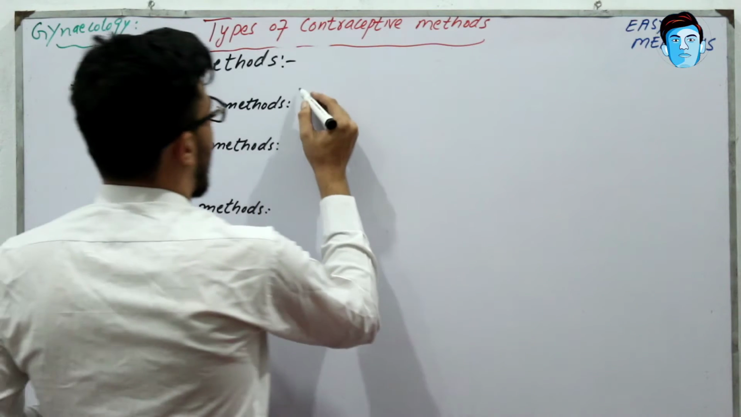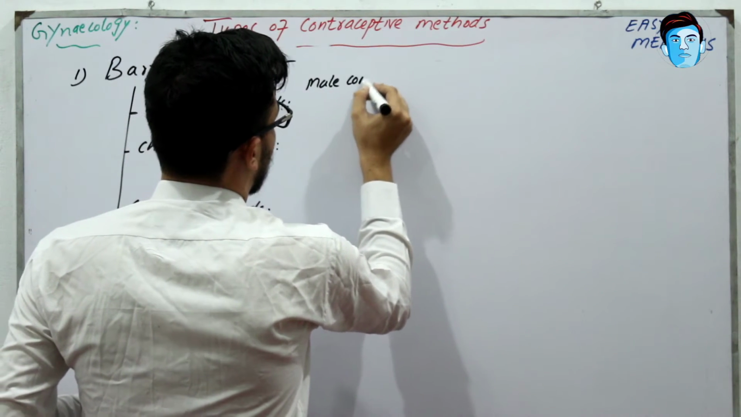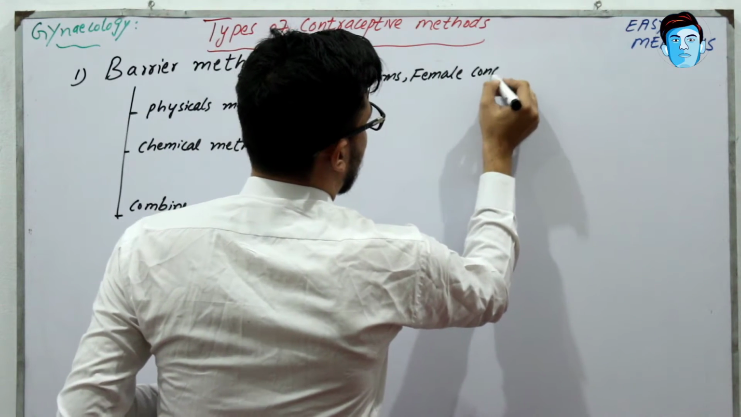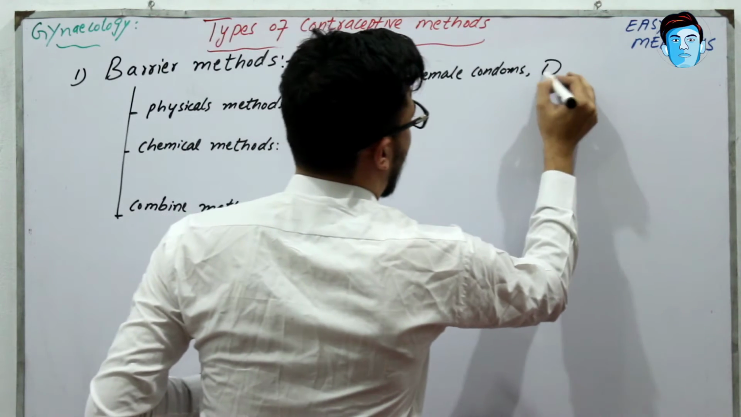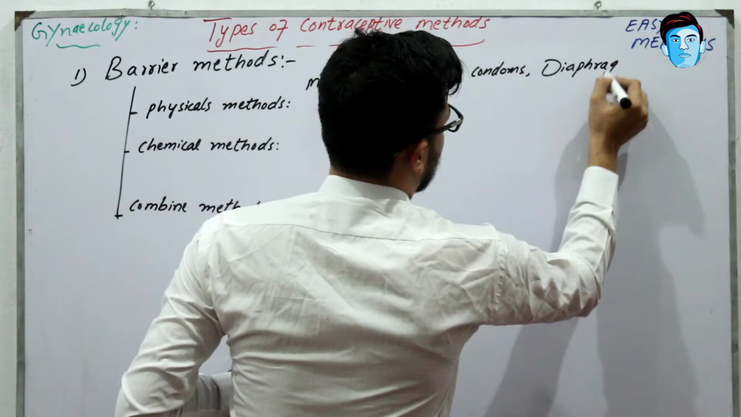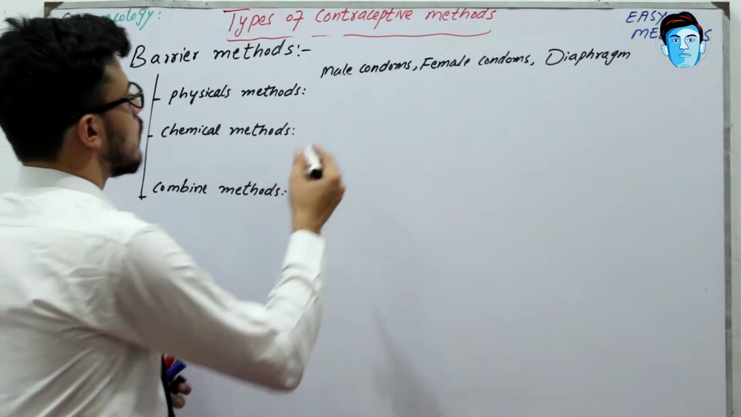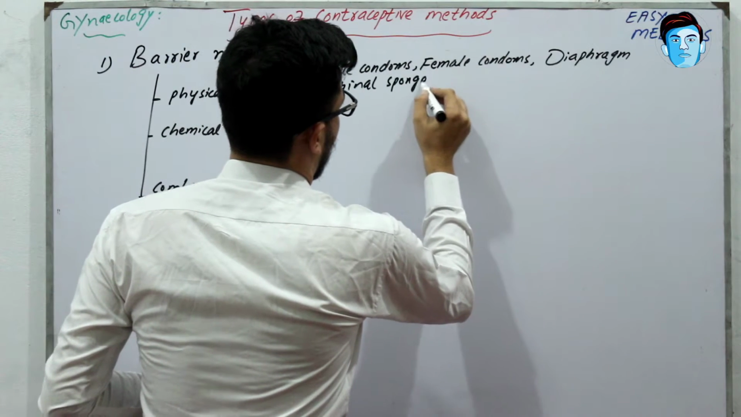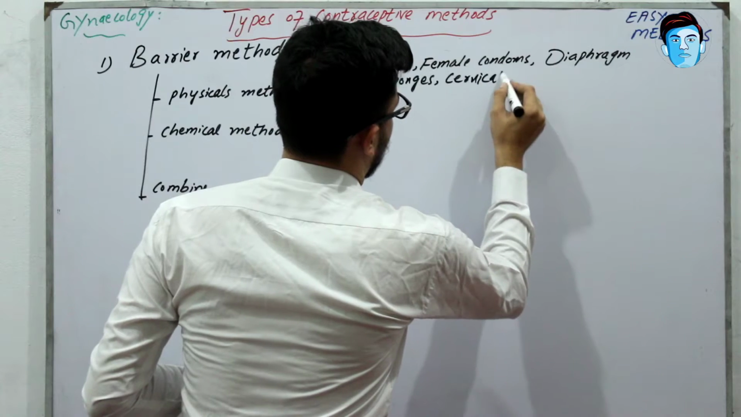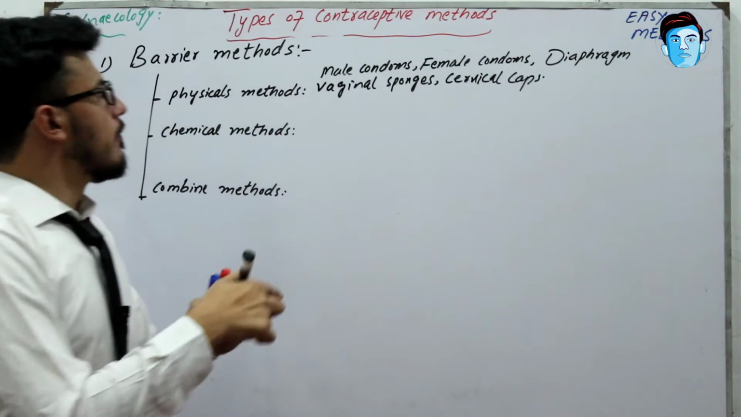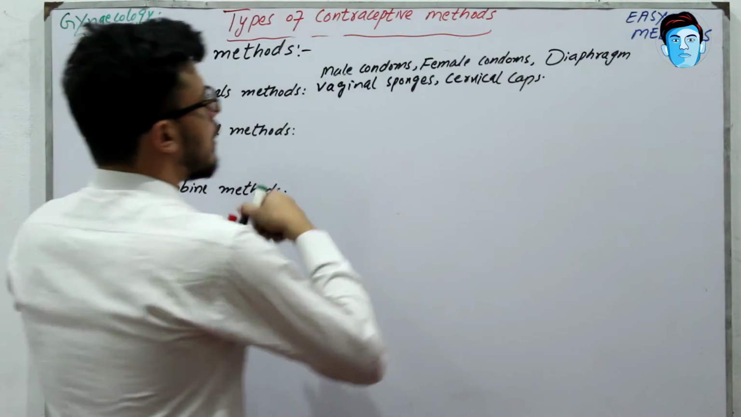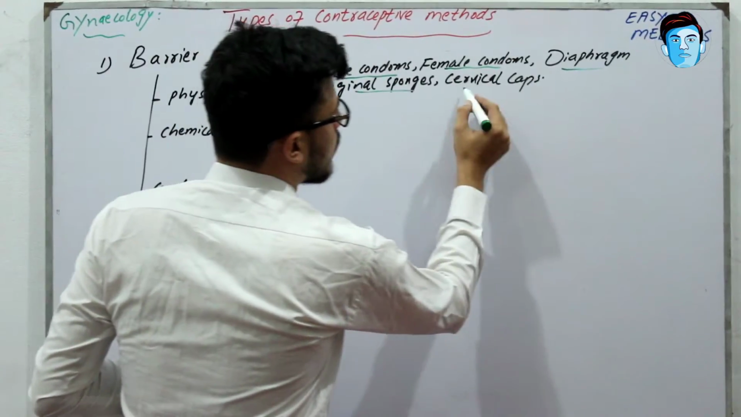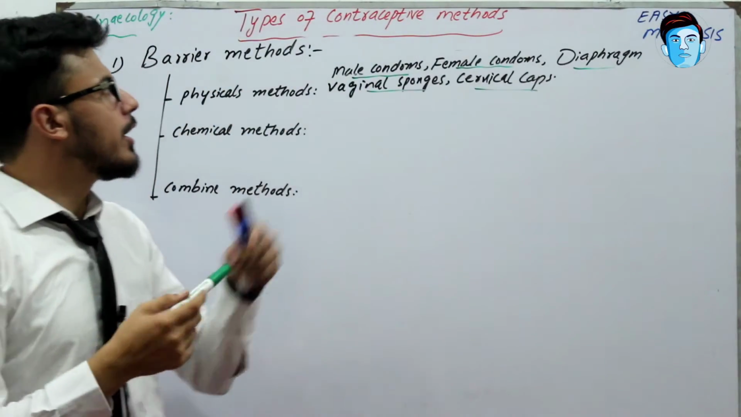In physical method, it consists of male condoms, female condoms, diaphragm, vaginal sponges and cervical caps. So the physical methods consist of male condoms, female condoms, diaphragm, vaginal sponges, and cervical caps.